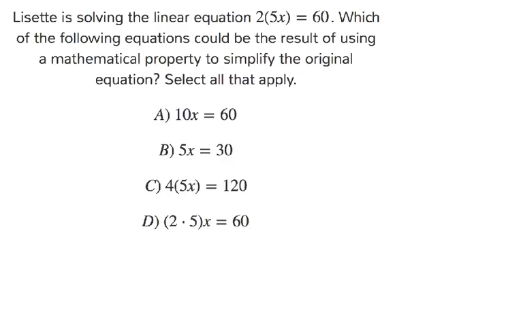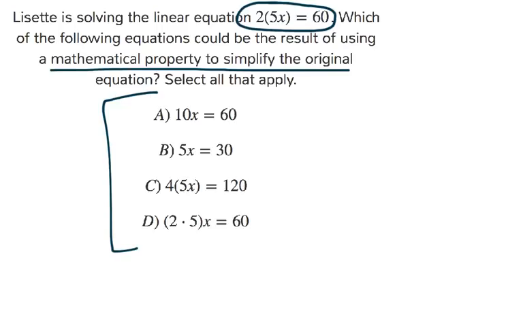Lisette is solving the linear equation 2 times 5x equals 60. And then we're trying to figure out which of the following equations down here could be the result of using a mathematical property to simplify the original equation. So we need to make sure one of these down here matches up with the original up here, and then select all of them that fit that criteria.